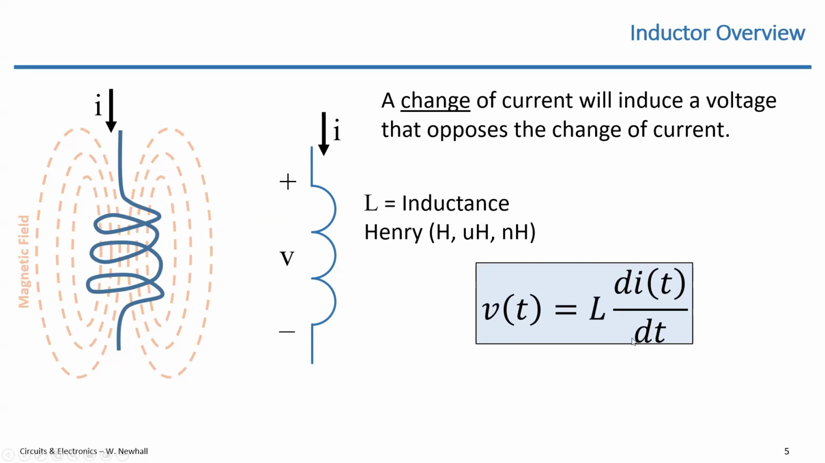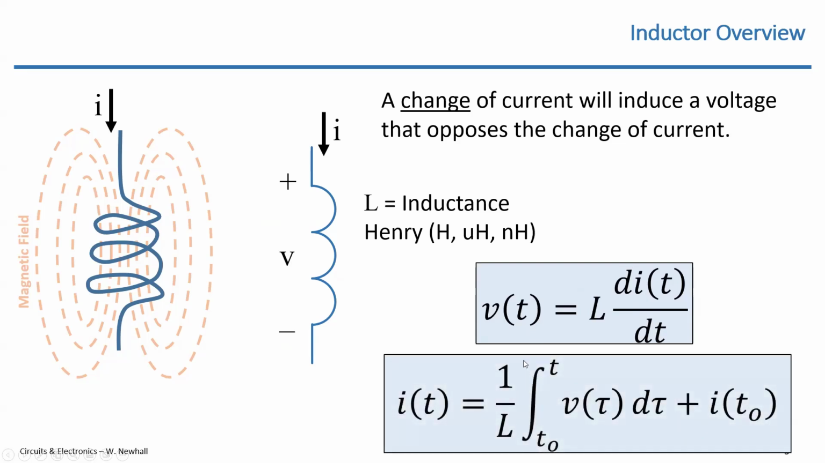Okay, so that's the relationship we're going to work with a lot for inductors. This is the derivative form. If you have current and you want to calculate voltage, this is what you would use. If you have voltage and want to calculate current, then this is what you would use.